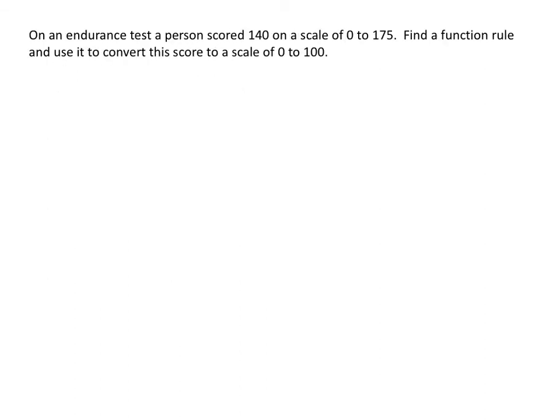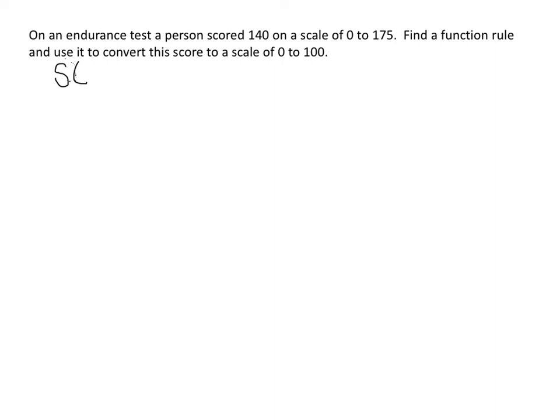On this particular type of word problem, what you need to recognize is that you actually have two xy coordinates happening. So what this says is that on some tests, a person scored 140 on a 0 to 175. Create a function rule so that you can convert the score to 0 to 100. So what we need to think about is if we have this scale that we're trying to create, if I input, let me erase that.